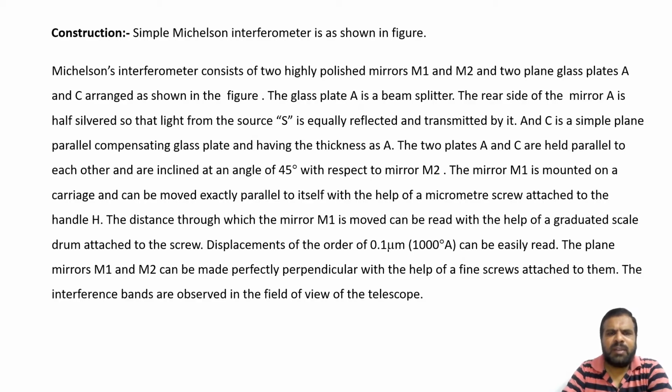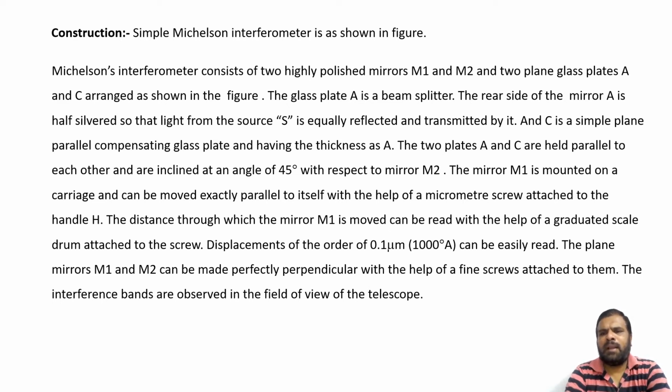Next, construction. A simple Michelson interferometer is as shown in the figure. Michelson's interferometer consists of two highly polished mirrors M1 and M2 and two plain glass plates A and C arranged as shown in the figure. The glass plate A is a beam splitter. The rear side of the glass plate A is half silvered so that the light from the source S is equally reflected and transmitted by it. And C is a simple plain parallel compensating glass plate having the same thickness as A.